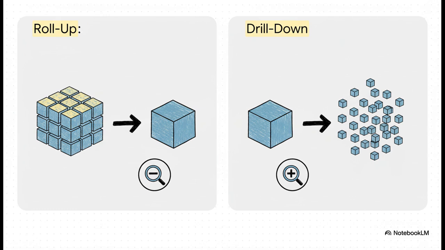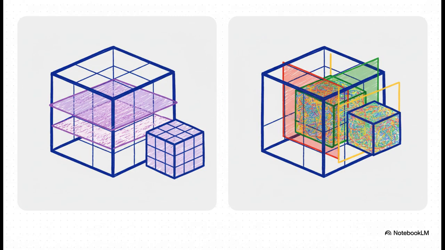So first you've got roll up and drill down. They're total opposites, and the best way to think about it is like zooming with a camera. A roll up is when you zoom out. You take detailed data like quarterly sales and you aggregate it up to a higher level like annual sales. A drill down is the exact opposite. You're zooming in. You take something broad like t-shirt sales and you break it down into more detail like sales by specific t-shirt brand. Next up are slice and dice.